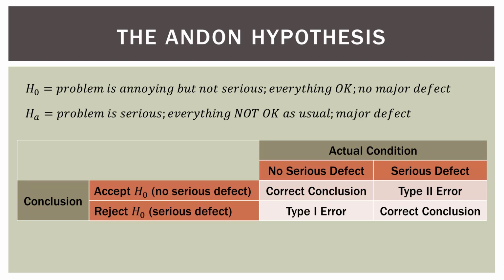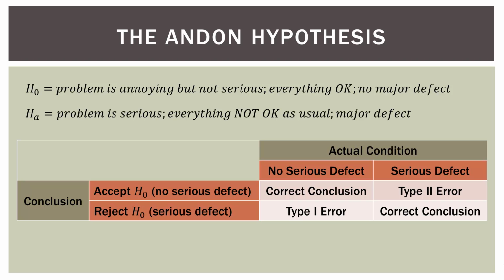Now if we do not reject our null and there is no serious defect, that's the correct conclusion. And actually that's the way the production line works the vast majority of the time. We assume everything is going okay and there are no serious defects. That's a conclusion that is correct. That's a match. Now, if we reject the null hypothesis, we think there is a serious defect, and the reality is there is a serious defect, that's also a correct conclusion.